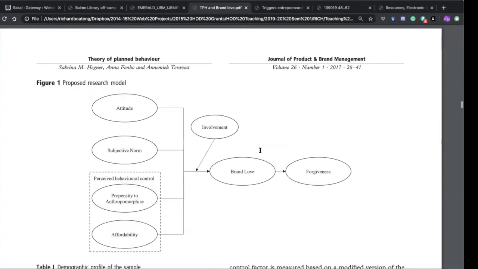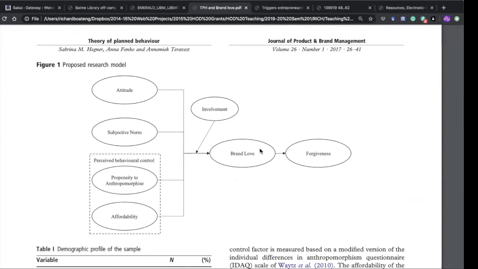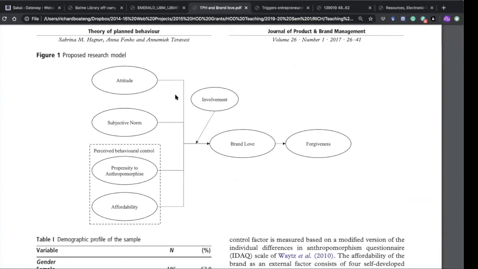Sabrina, the paper, the author is called Sabrina. Sabrina developed some hypotheses, and then came up with this and said that the theory of planned behavior is for a relationship between certain variables and an intended behavior that will lead to an actual performance of behavior. What we want to study is how do people forgive brands?